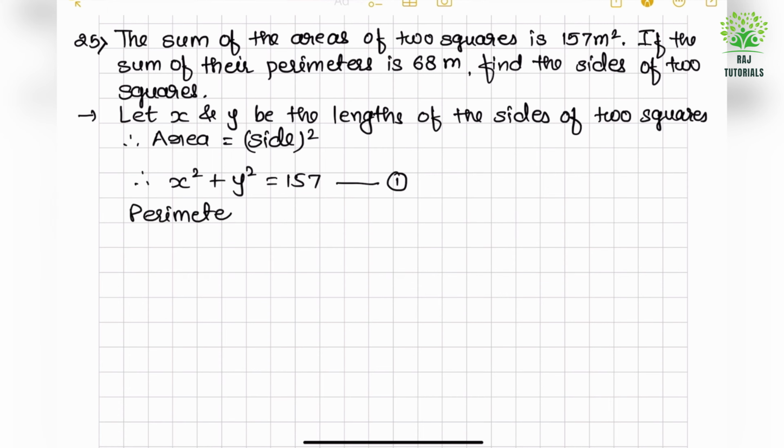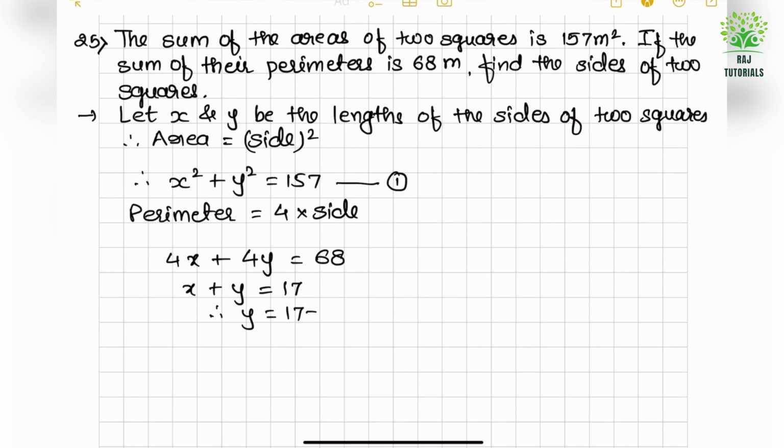In the same way, the perimeter formula is perimeter equal to 4 into side. So the first square's perimeter will be 4x and the second's will be 4y, and that is given to me as 68. If I cancel 4 from all, I will have x plus y equal to 17. So therefore y equal to 17 minus x. Now this second equation I am putting in the first, so putting 2 in 1.